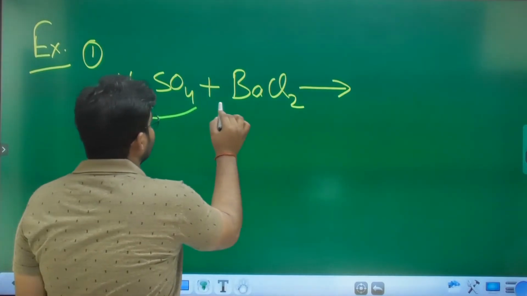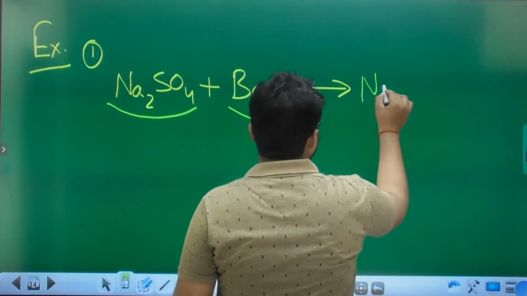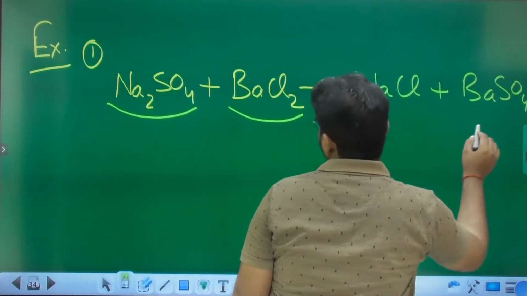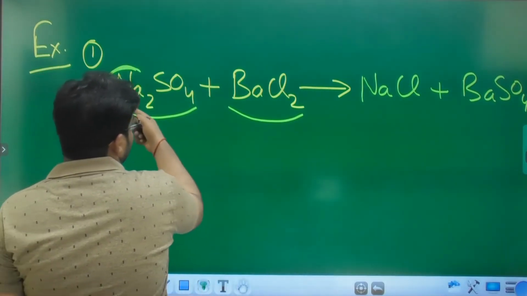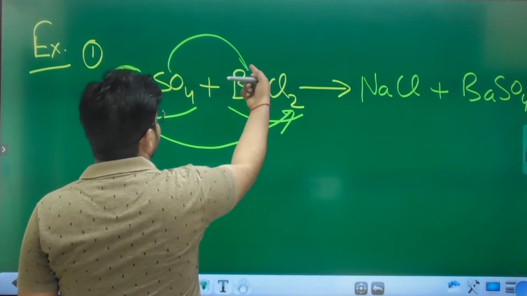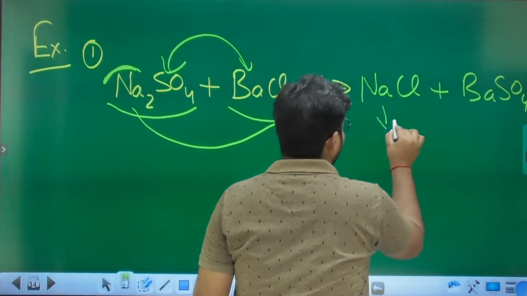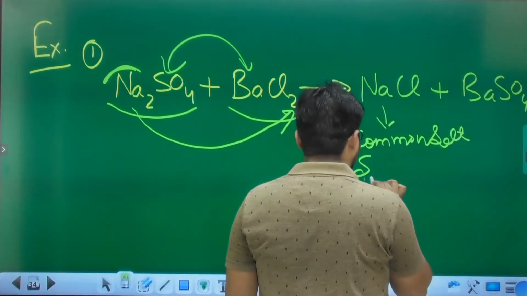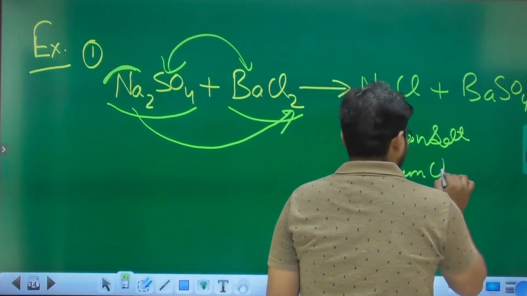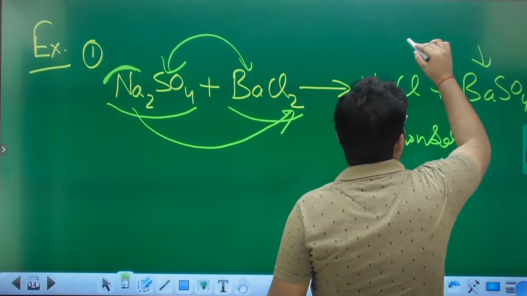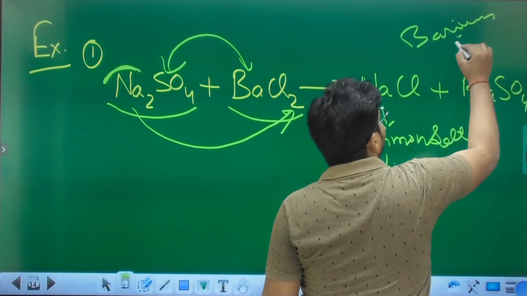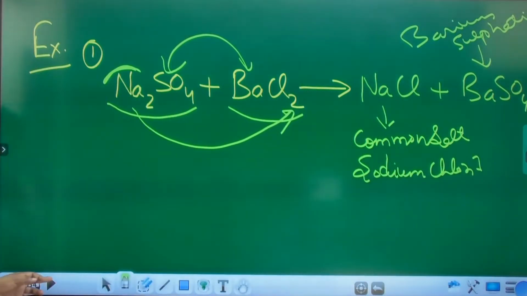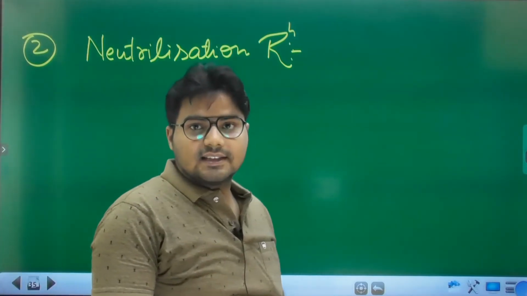Example, Na2SO4 and BaCl2, which simply gives NaCl plus BaSO4. You see that Na is connected to Cl and Ba is connected to SO4. So this one is your common salt, or sodium chloride. Clear? And this one is your barium sulfate. Clear? So this is an example of double displacement reaction.